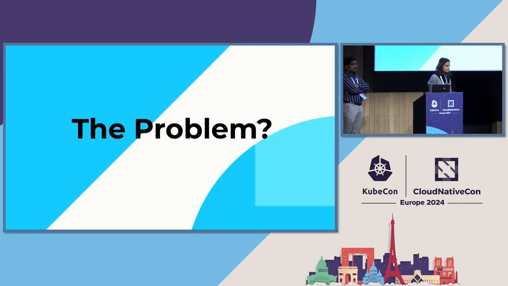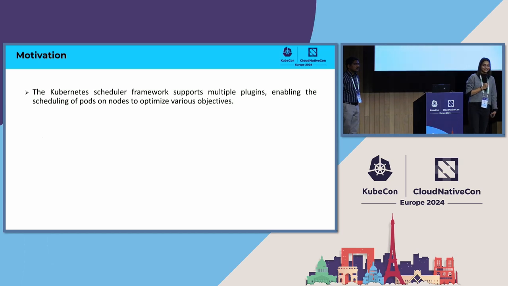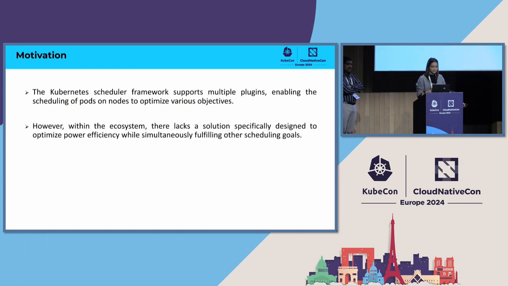So what problem are we trying to solve? Is anybody familiar with the Kubernetes scheduling framework? The Kubernetes scheduling framework gives you the provision to have your inbuilt or custom scheduler plugin that you just hook up with the scheduling framework, and you can optimize or solve whatever problem you're solving in the scheduling, or whatever objectives you are trying to maximize or minimize.